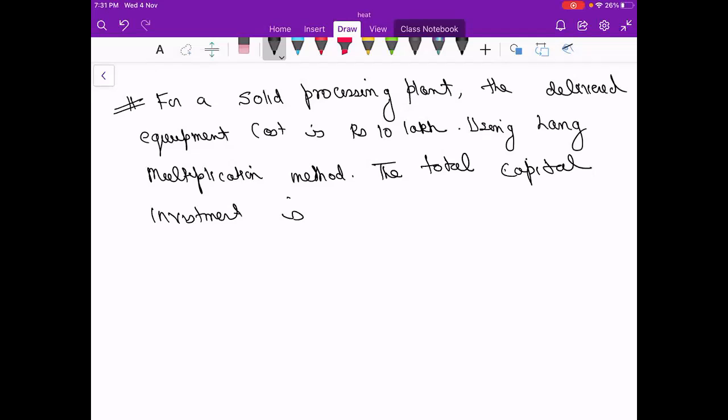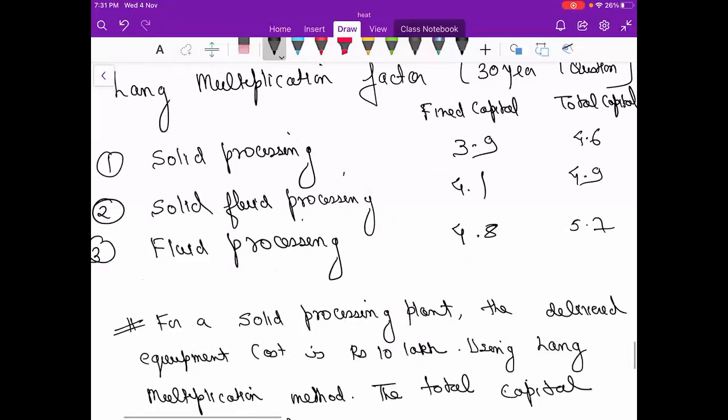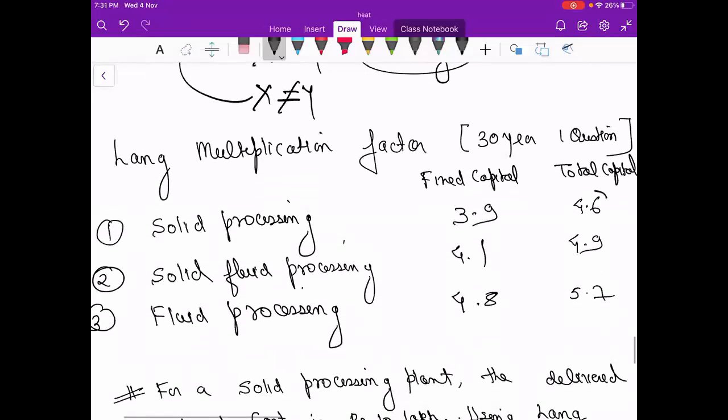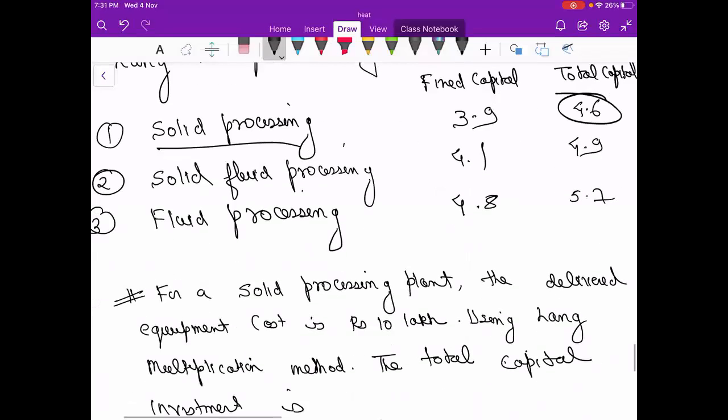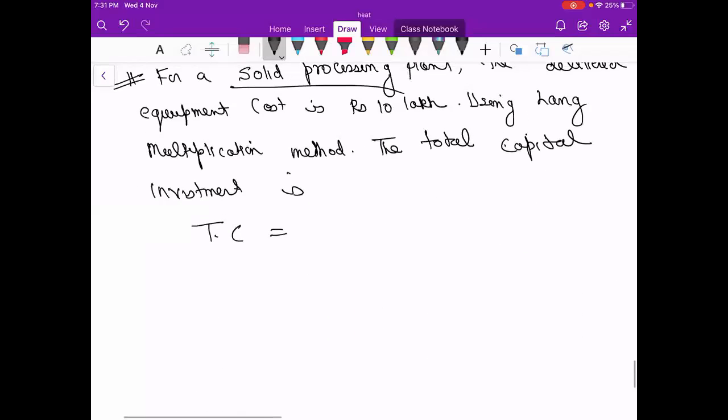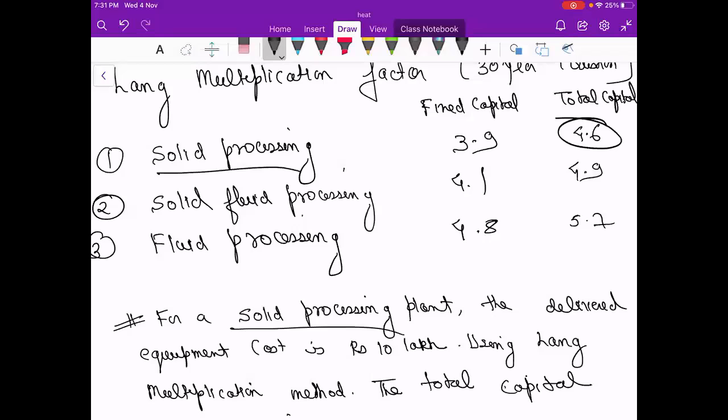Yes, the answer is directly 46 lakh. Okay, but for that you should remember that constant. See here, 46, and it is solid processing. So it will be 4.6 into 10, it will be 46 lakh. So it means the approximated total cost required for your system. Okay, it will be 46 lakh. So you have to remember. This is the only question which they have asked in the last 30 years.